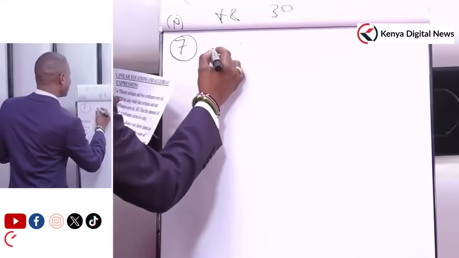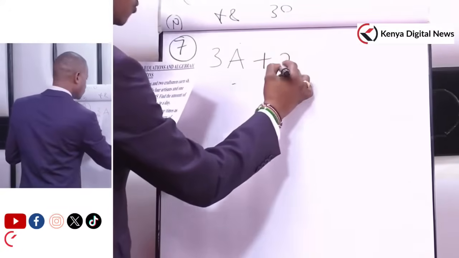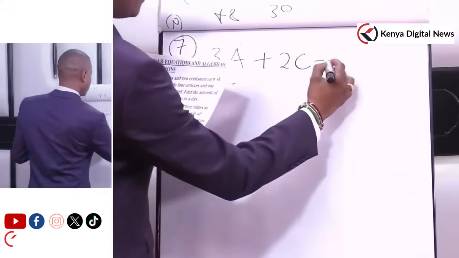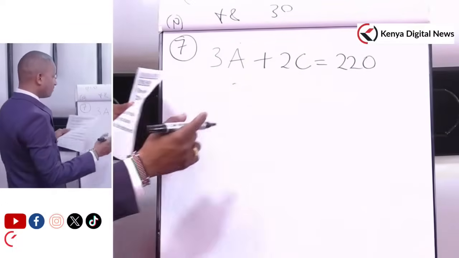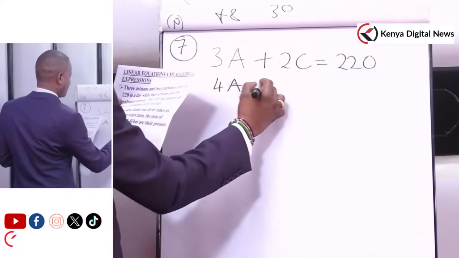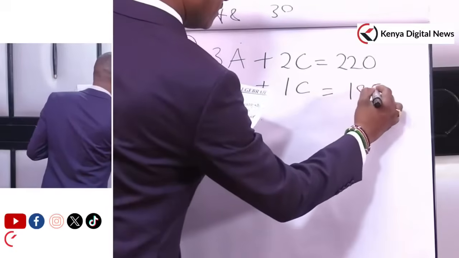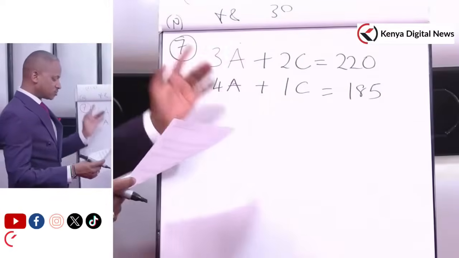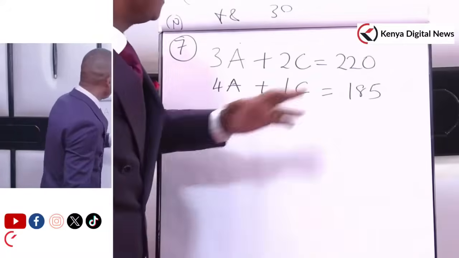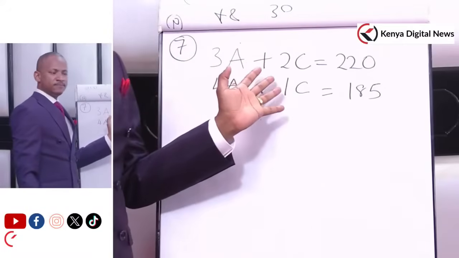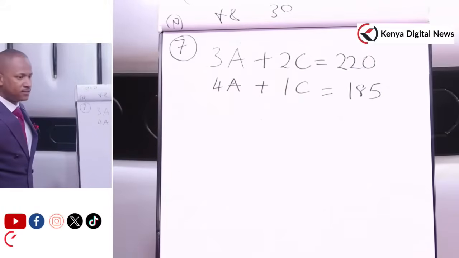So you write 3 artisans, 3A, and means plus 2 craftsmen earn how much? 220 shillings. The next one, in a day. While 4 artisans, 4A, and 1 craftsman earns how much in a day? 185 shillings. Find the amount of money a craftsman earns in a day. How much does a craftsman earn in a day? The whole of that story has been reduced into this. Just by writing this alone, you have 1 mark. Then now you solve it.